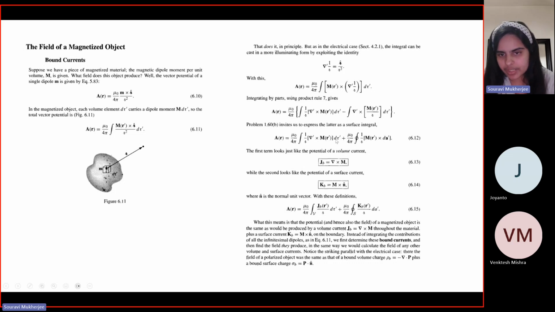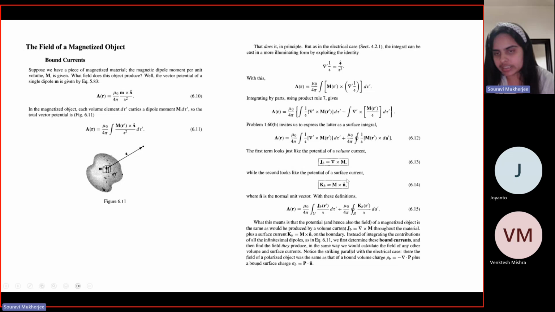Now the first term, as you can see, has a volume integral, and the second term has a surface integral. So for the first volume integral, you can consider this curl of M, where M is your magnetization, as some volume current. This is a volume current which comes out of magnetization. And similarly, you have a surface current which is given as M cross n cap. So when you have a magnetized object, you basically have the effect of these two currents.